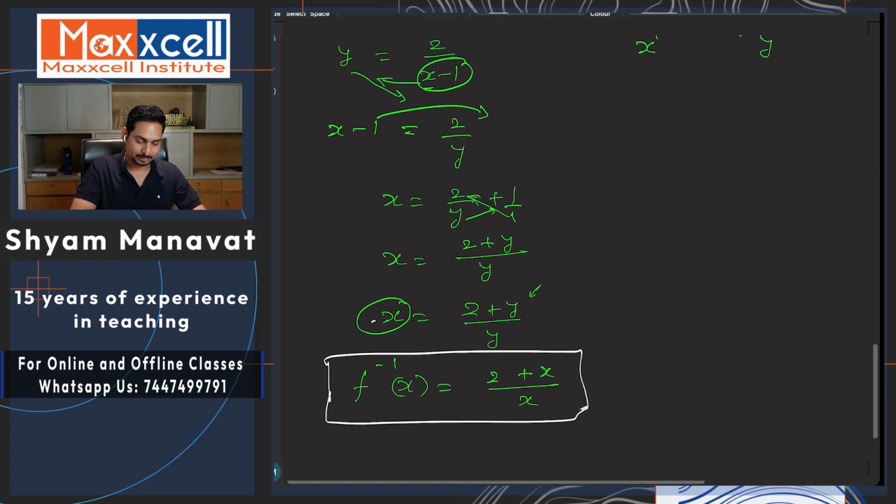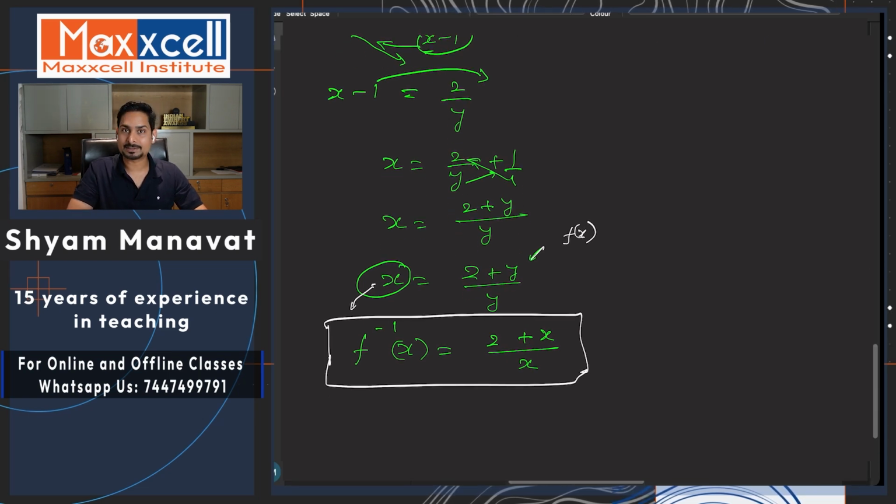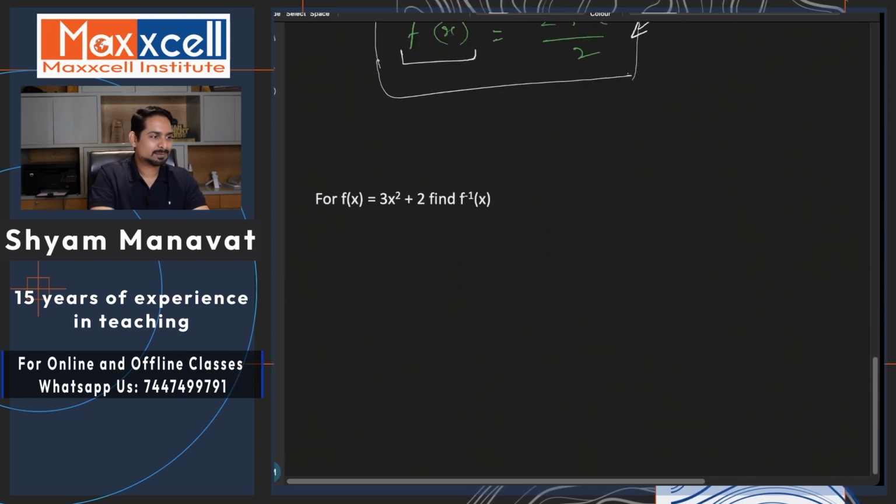This way x, which was the input, has now become the output, and y was nothing but f of x, right? f of x, which was the output, has now become the input. Okay, that's how you get the inverse function. Let's solve one more example. Okay, one more question quickly.